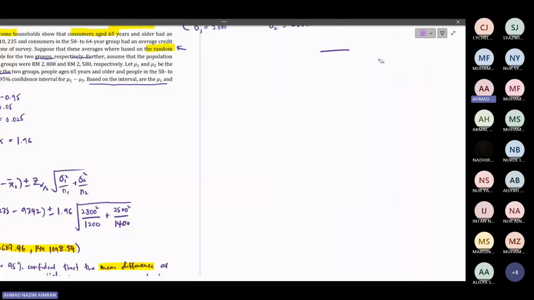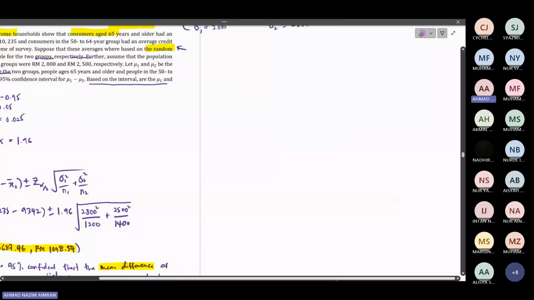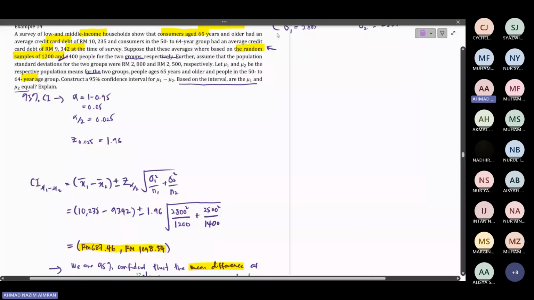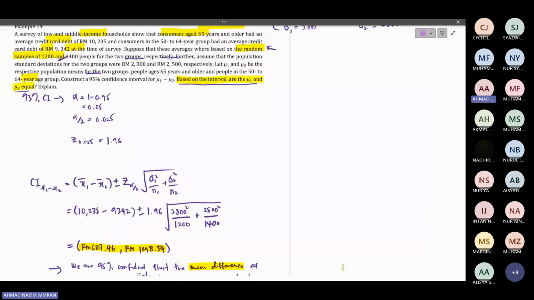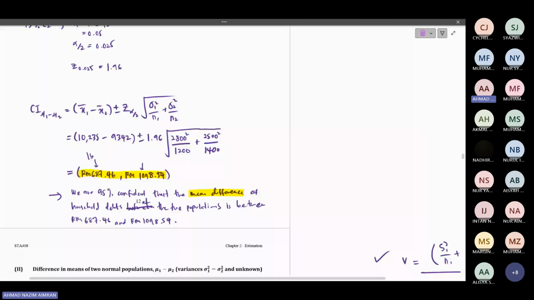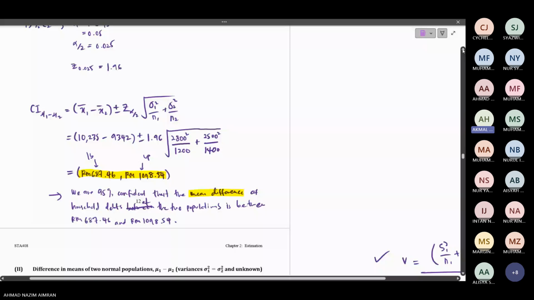Alright. Now, to answer the second question: based on the interval, are mu1 and mu2 equal? Based on what you have calculated here, this is the lower boundary, this is the upper boundary. Can we say that the mean of the two populations are equal? Anyone? No, because in that range there is no value 0.